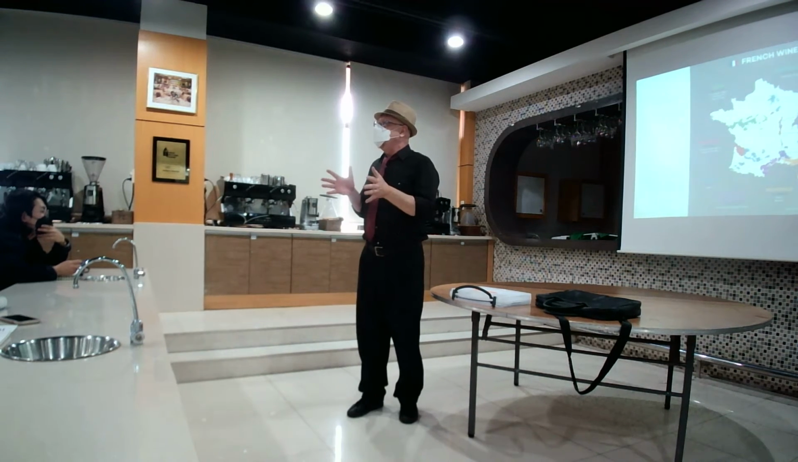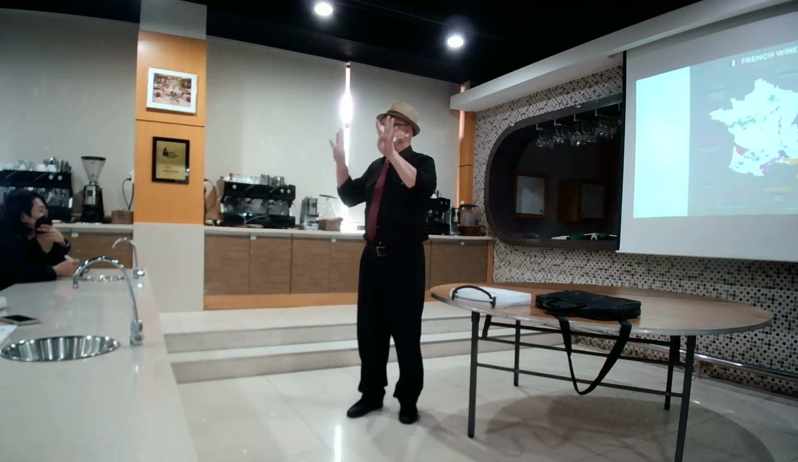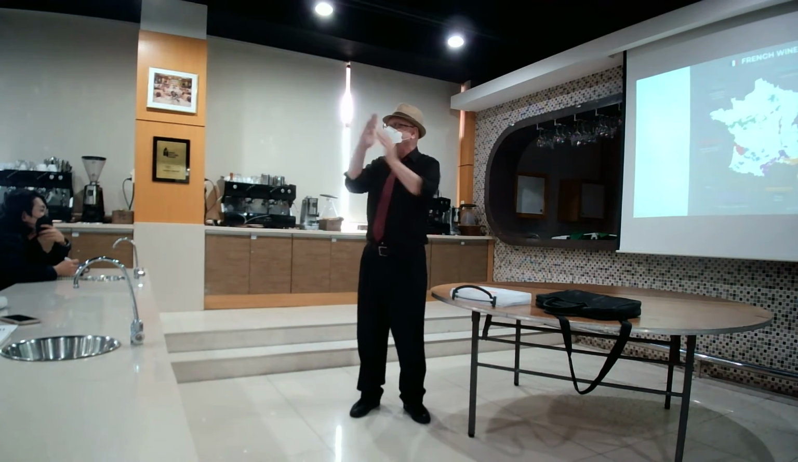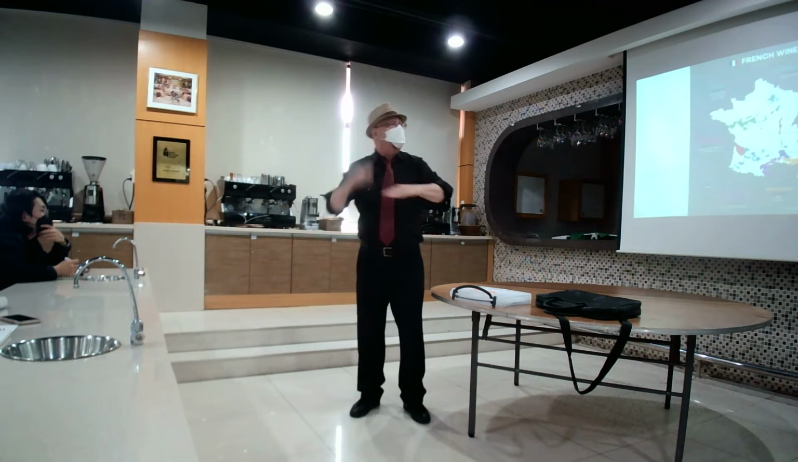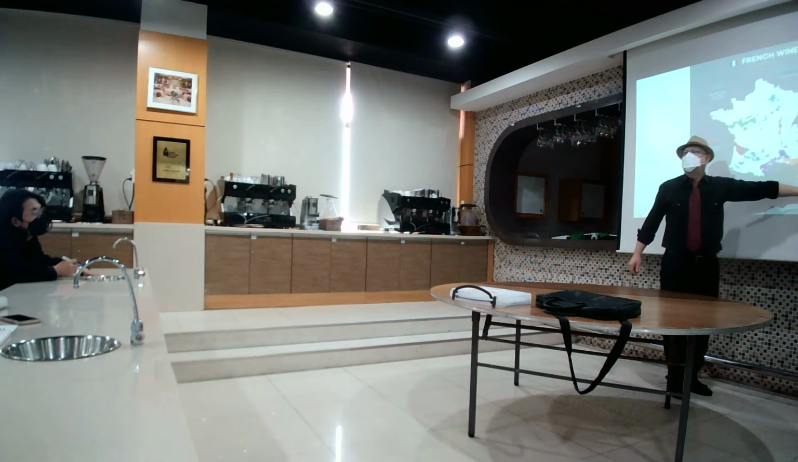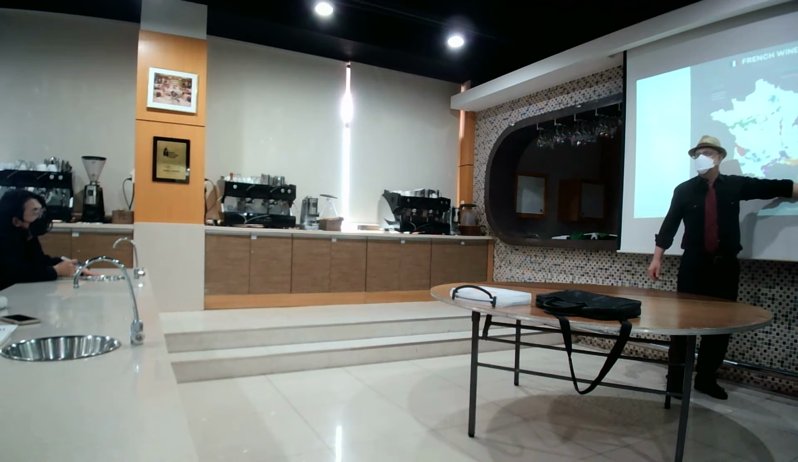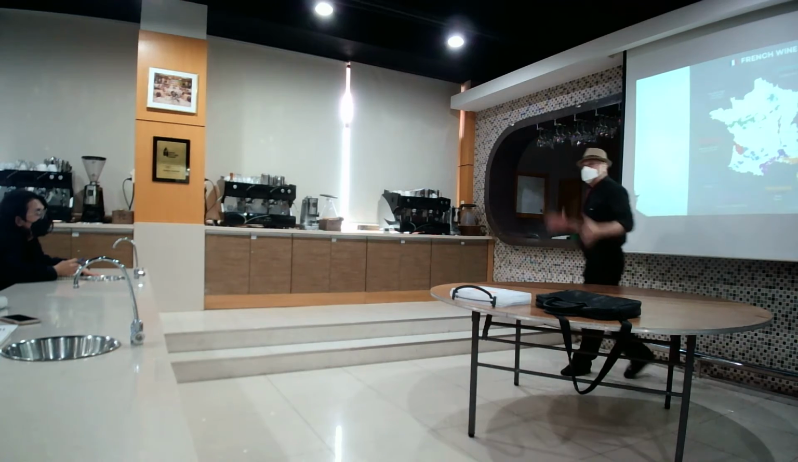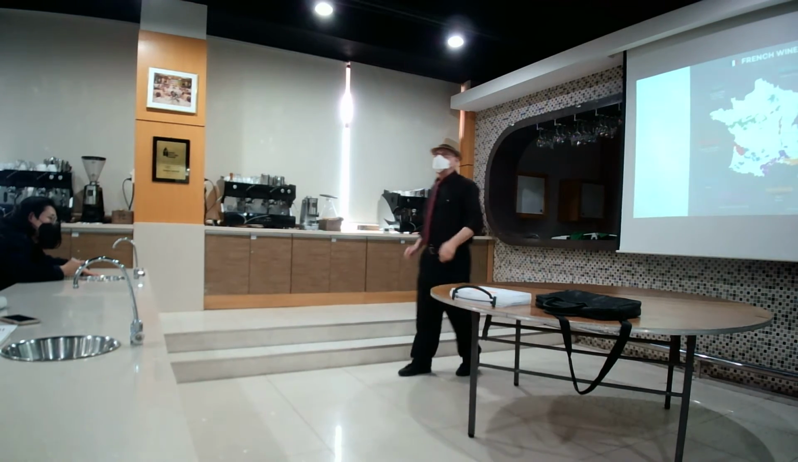800 AD is when France as we know it basically drew those lines. Yeah, there's been shifting and changes, but it's basically been this size. Italy, as we know it today? Like 1860. Germany? 1880. So France has always been the powerhouse of Europe.